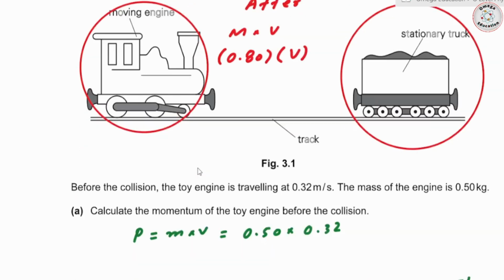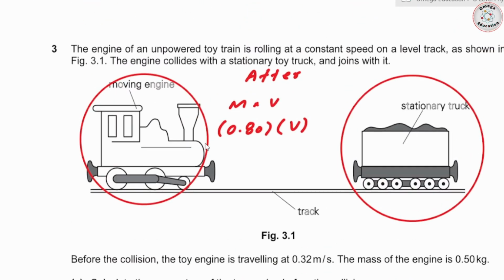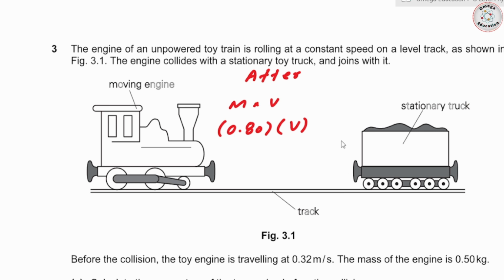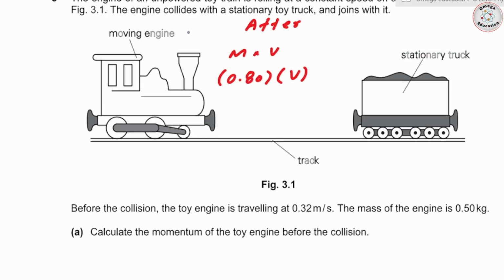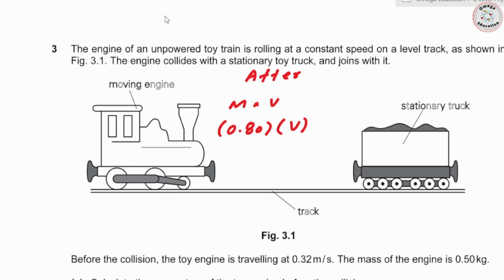All right, the last question from here would be how to use the law of conservation of momentum, and that question is one of the most important ones, one of the trickier ones, and it is generally of 3 to 4 marks. So you have two toys, a toy moving engine, and a toy stationary truck.